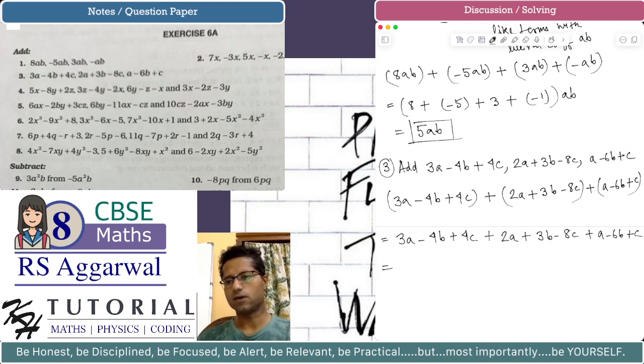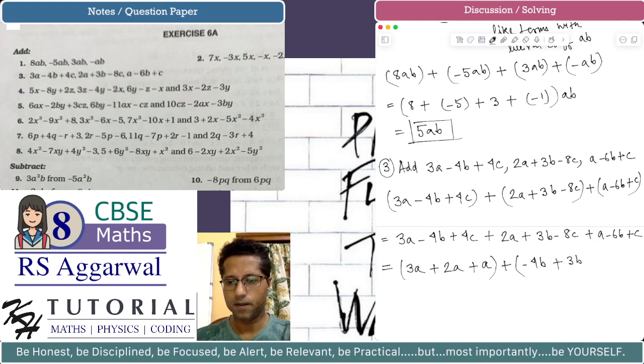Now we collect all the like terms together. So we group all the like terms. If I group the terms having the literal coefficient a, I have 3a, plus 2a, and plus a. Now if I group all the like terms where the literal coefficient is b, I have minus 4b plus 3b and minus 6b. Similarly, for c we have 4c minus 8c plus c.